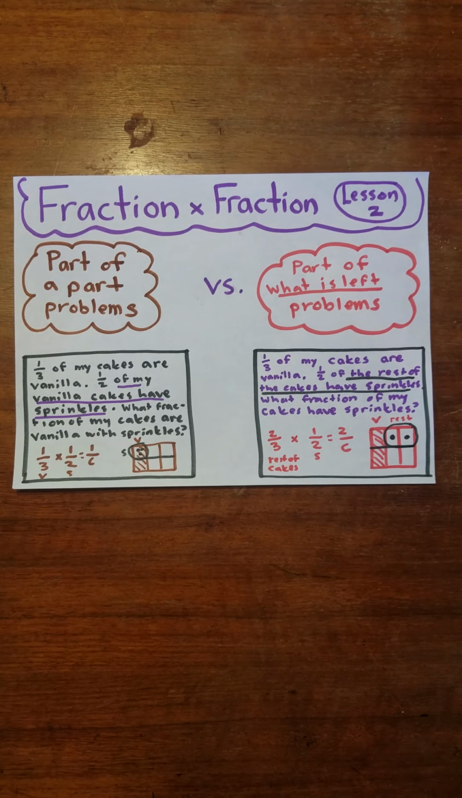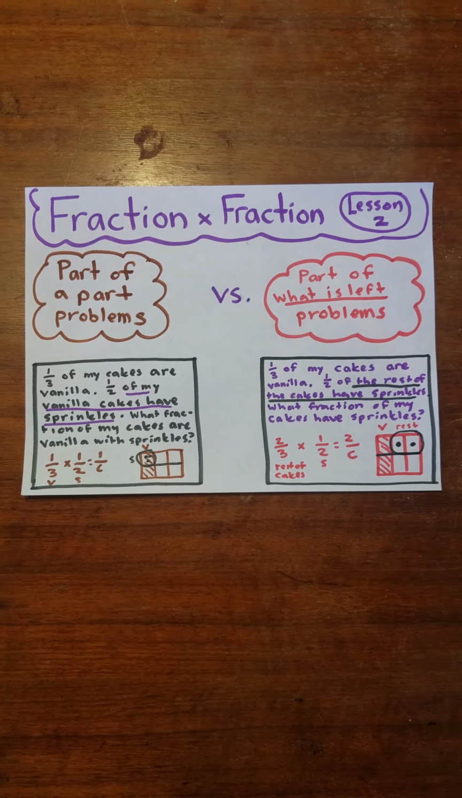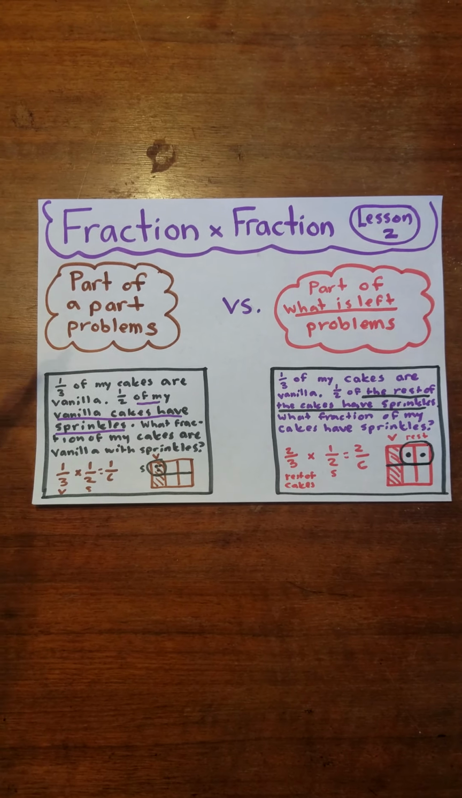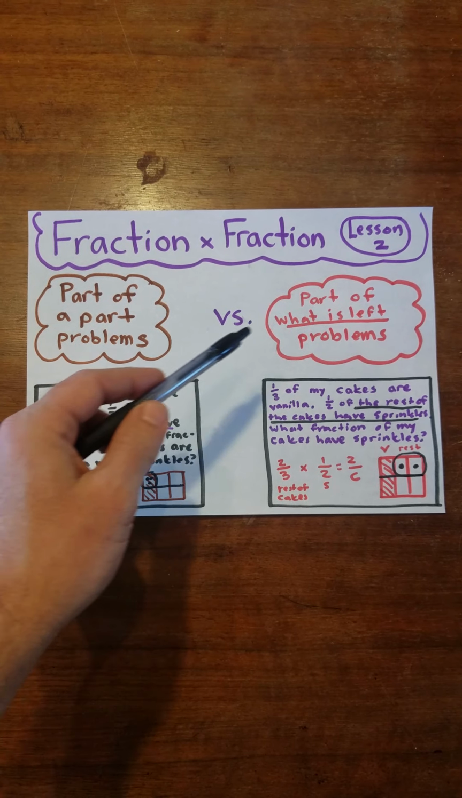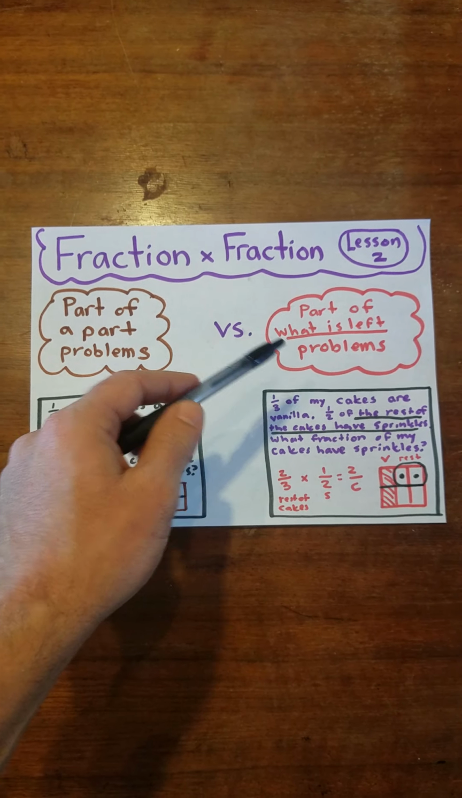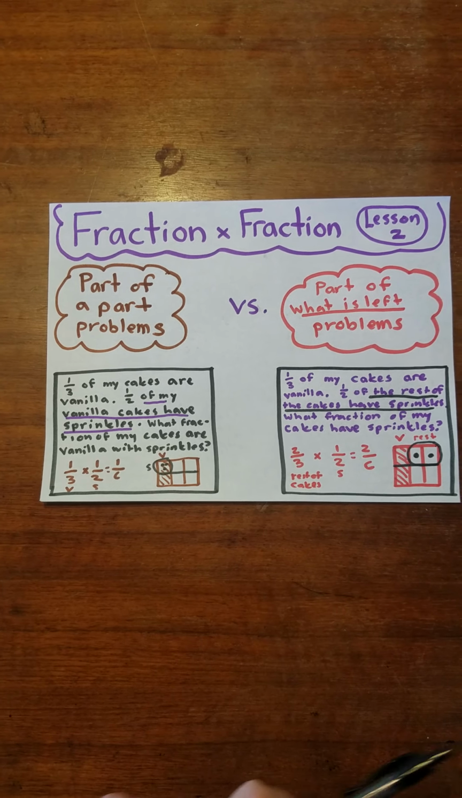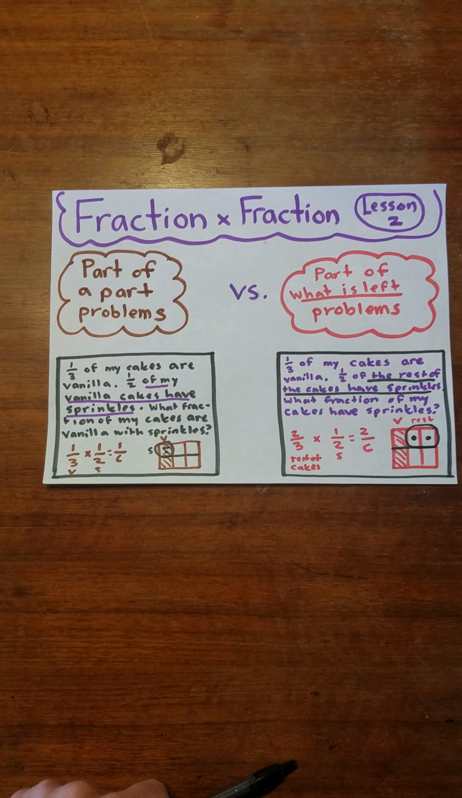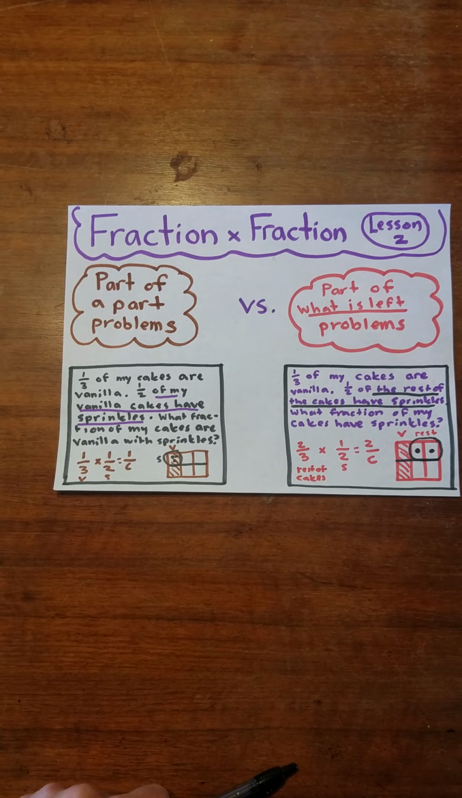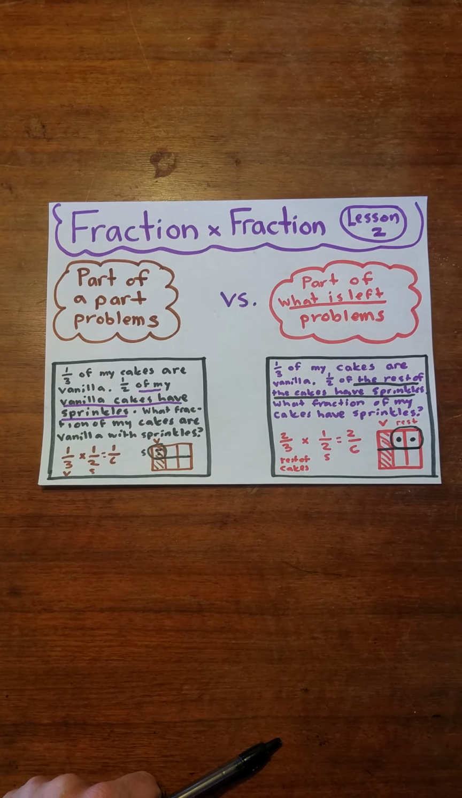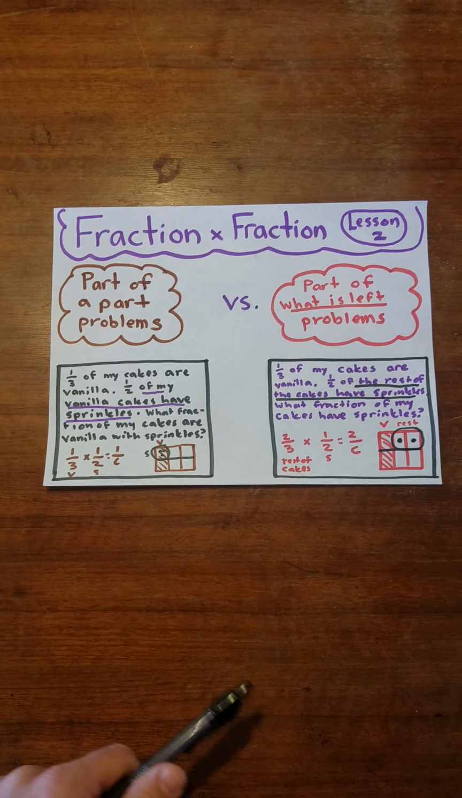Hi everybody, welcome back. We're about to be going into part 2 of today's lesson on part of a part problems and how they are different from part of what is left problems. In the last video, we used these two examples about vanilla cakes and sprinkles to help us understand the differences between these two problems. We will continue to do this today, so make sure that you're using those ideas again.